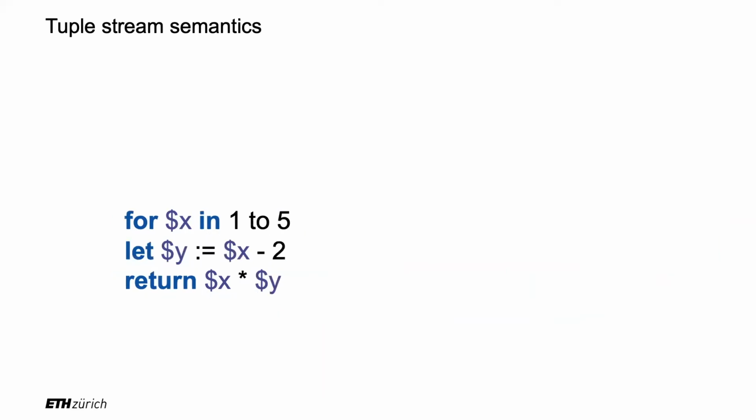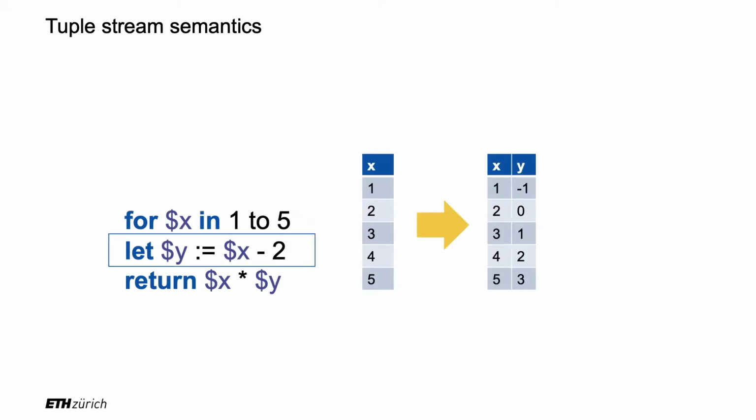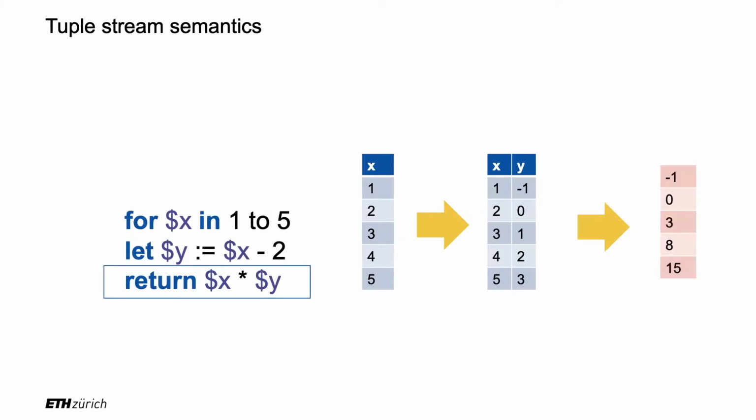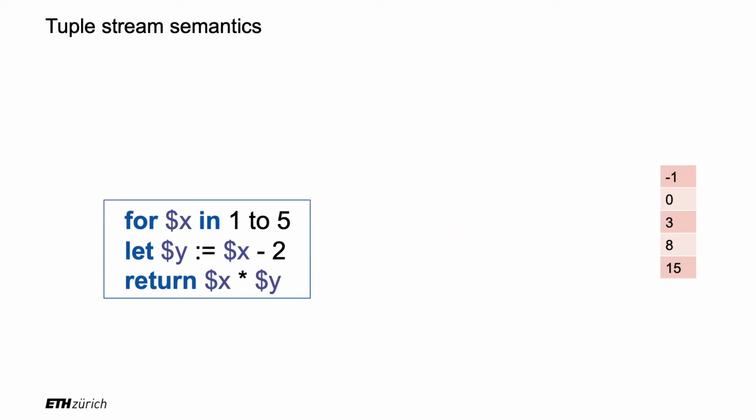Now, here's what happens with the let. I again start with the tuple stream. After my for clause, I have $x with 1, 2, 3, 4, 5. What does the let do? The let actually adds an extra assignment in the tuple stream. So it's like a new column in my relational table. Then for the return, I go on each possible tuple and compute x times y, and that gives me the result of my expression. Does that make sense too?